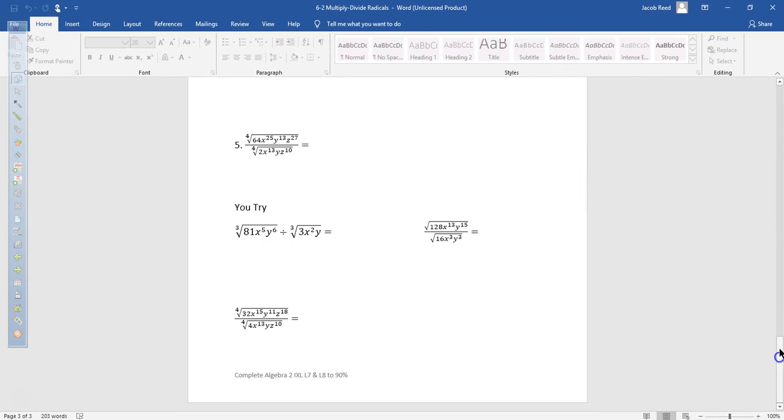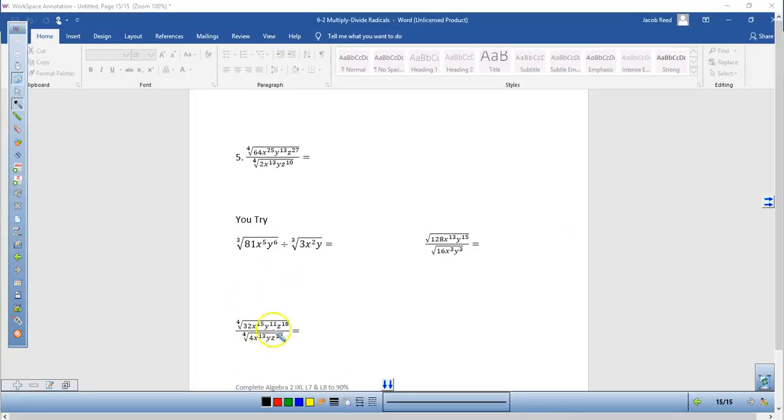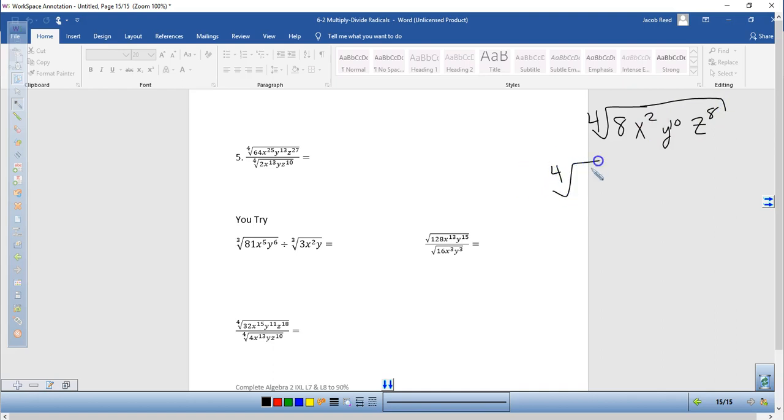Alright, and finally, last question for today. We've got the fourth root of this monster and the fourth root of this monster down here. Go ahead and take care of that real quick. 32 and 4, that's going to be 8. 15 and 13, that's going to be 2. 11 and 1, that's going to be 10. And 18 and 10, that is going to be 8. Split. Number over there, variables over here.